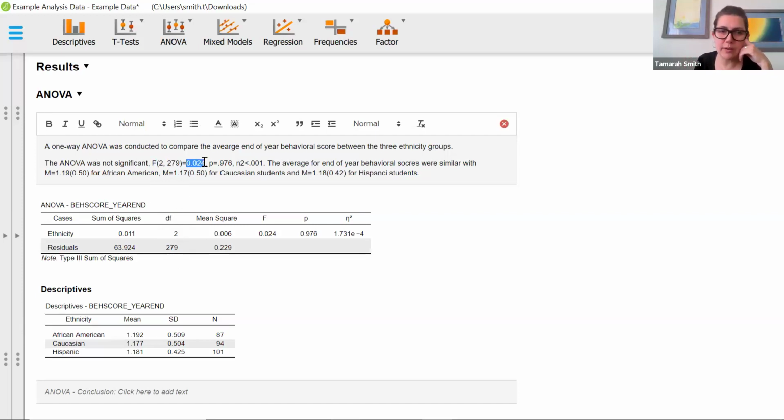Then you put the actual F statistic. Then you report your p-value. You should put the exact number in here. Please do not tell me that it's greater than 0.05. Tell me what the exact number was. The last thing I'm putting in here is the effect size.